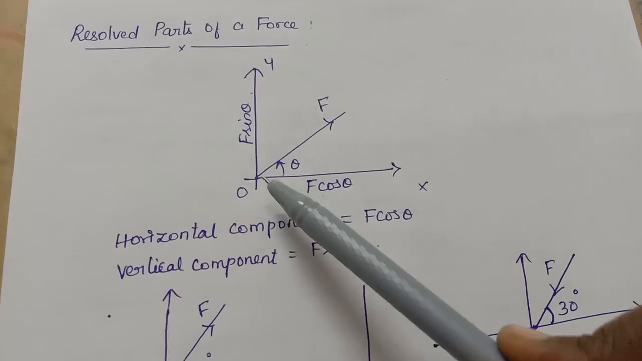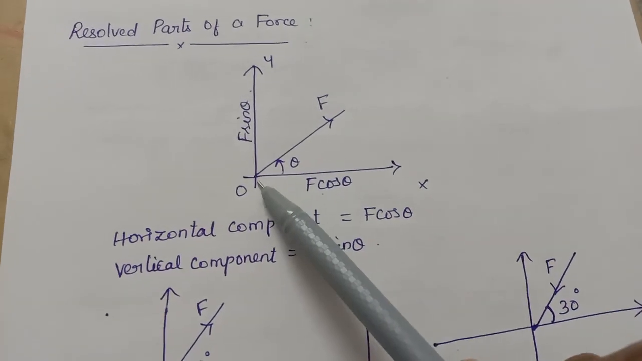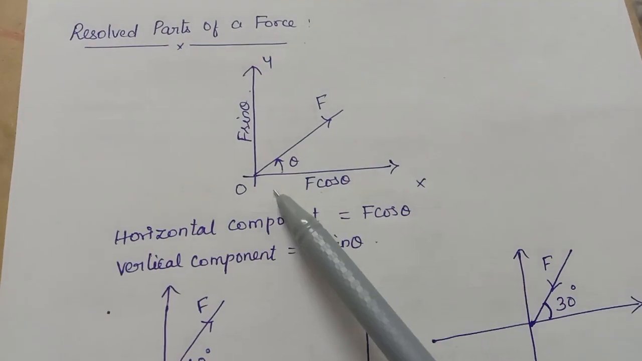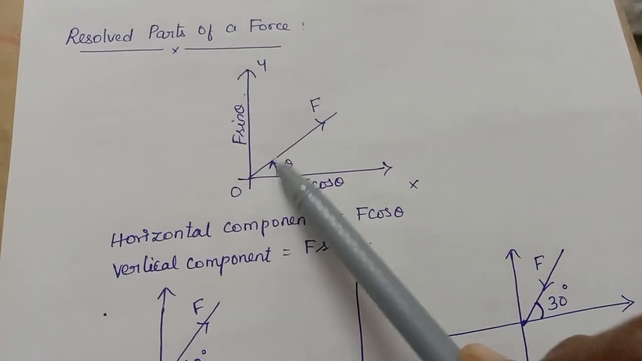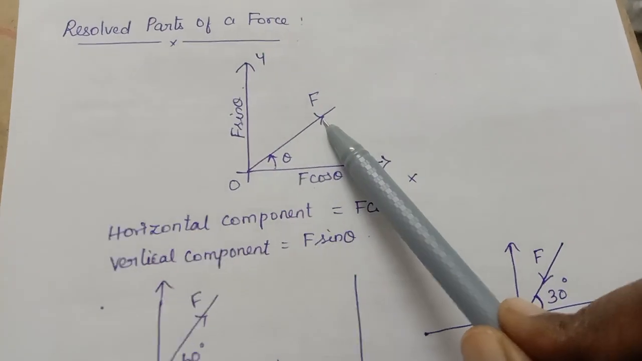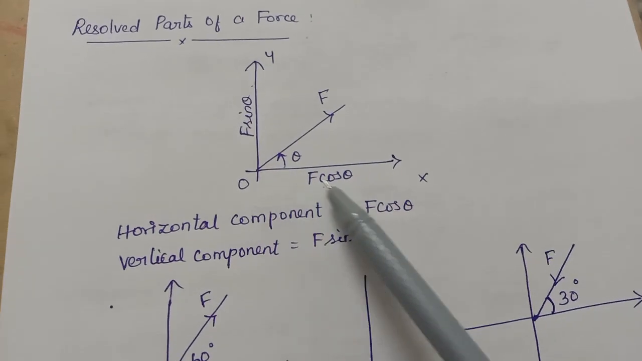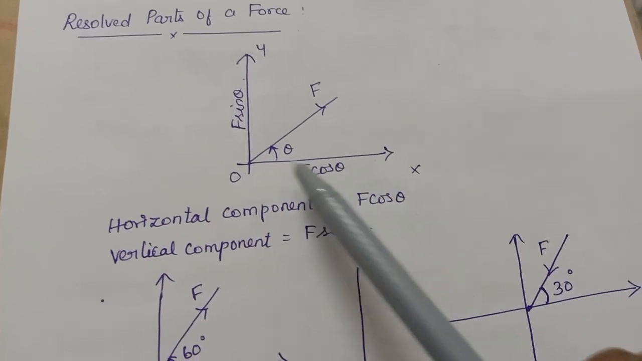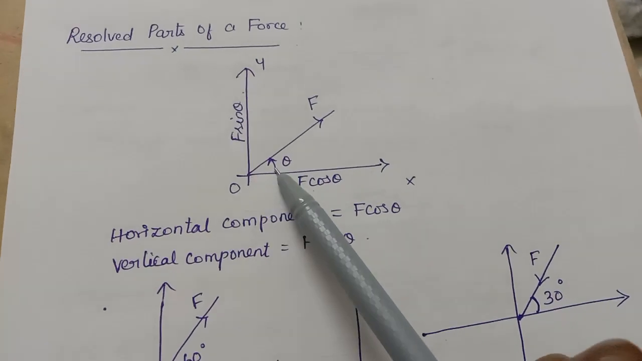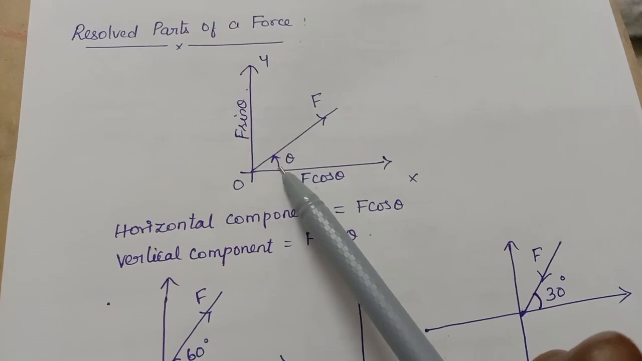Suppose I have a force F acting at a point O. Now you draw the usual horizontal and vertical lines, that is the x-axis and y-axis. Suppose it makes an angle theta with the horizontal line. Then this single force can be split up into two parts. One is F cos theta along the horizontal direction, another one is F sin theta along the vertical direction. This theta is the same angle, the angle made by the force with the horizontal line only.